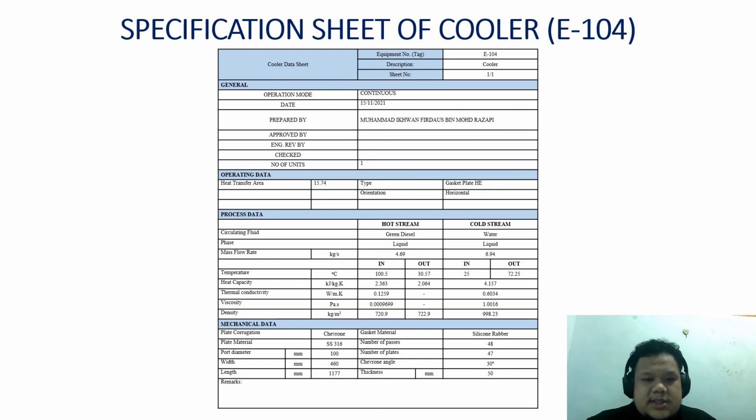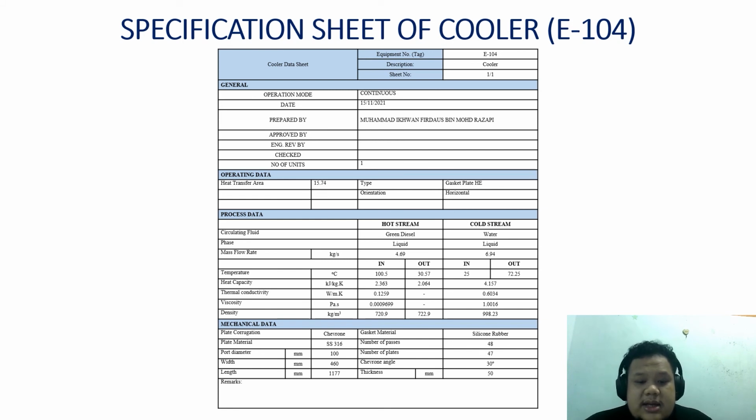As you can see on the screen, this is the specification sheet for cooler E104, and in this specification sheet, please include the operating data, the process data, and mechanical data. For the process data, all kinds of parameters are necessary, such as temperature, heat capacity, pressure, viscosity, and density.